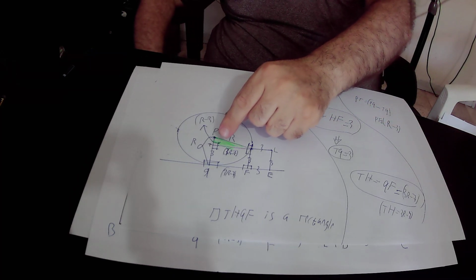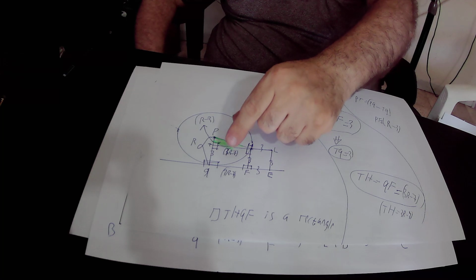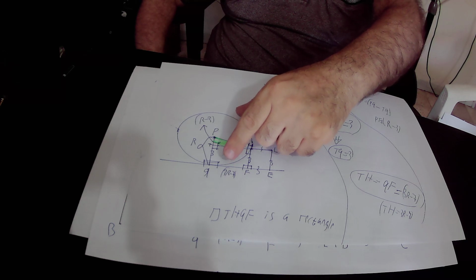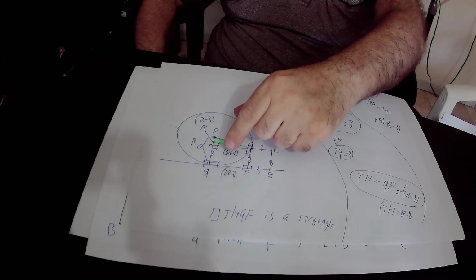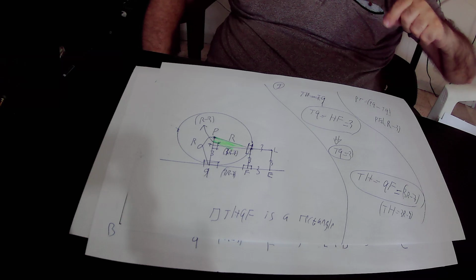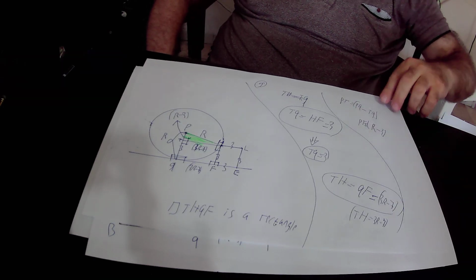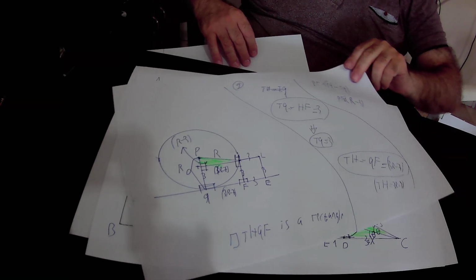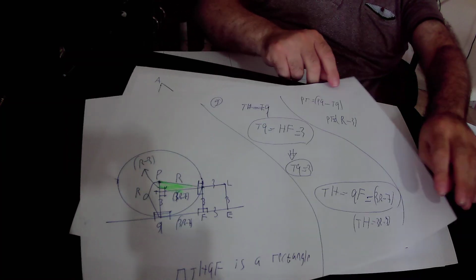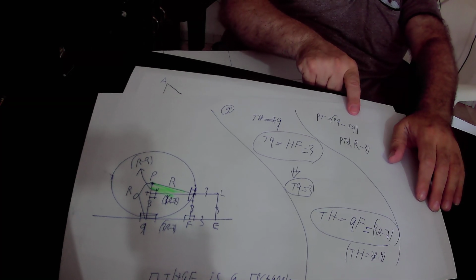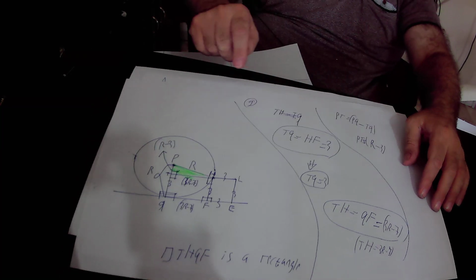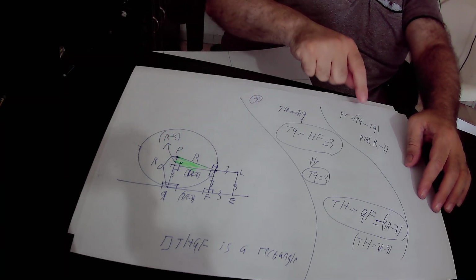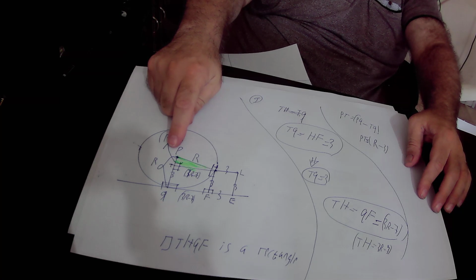So what is the value of PT? PT equals PQ minus TQ. PT equals PQ, that is R, minus TQ, that is 3. So in conclusion, we found out that PT equals R minus 3.